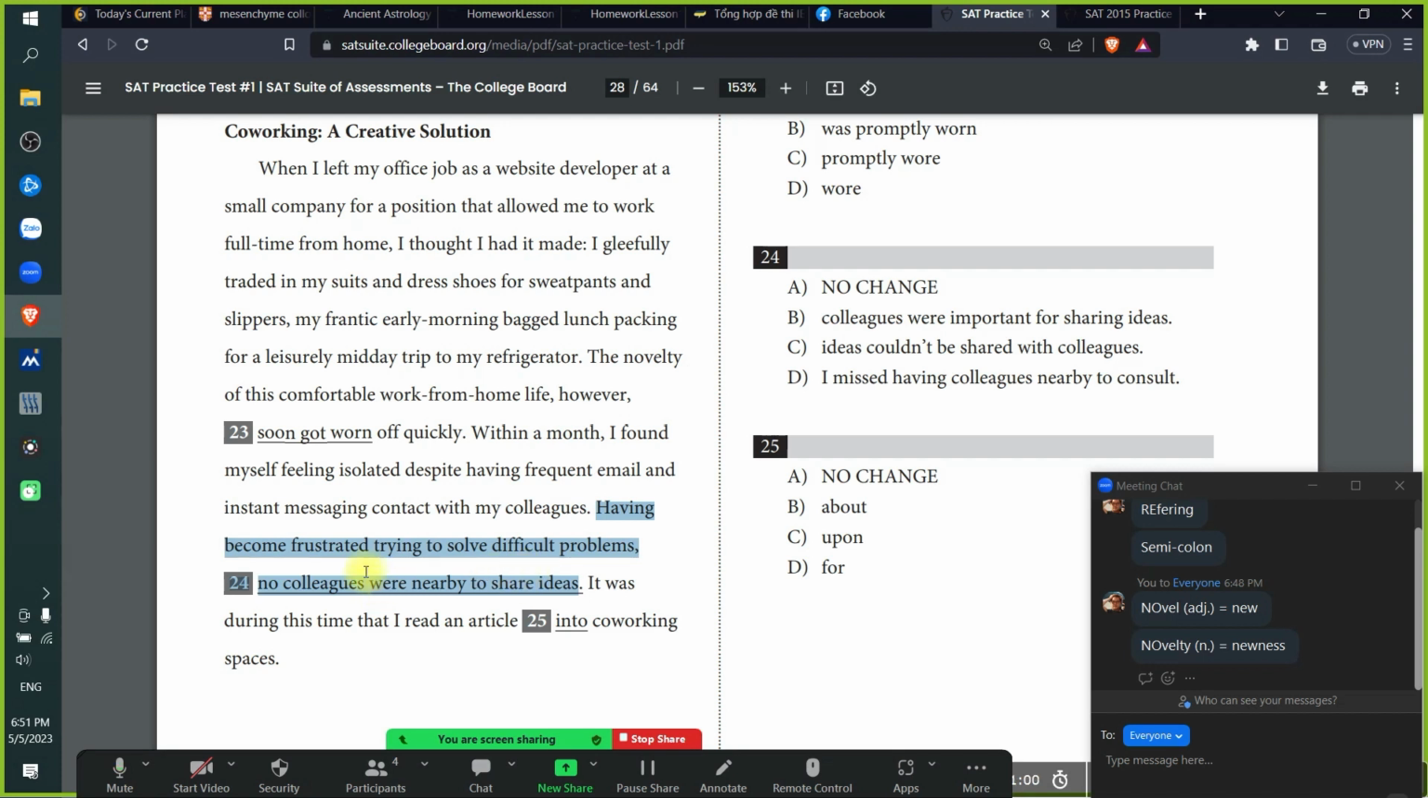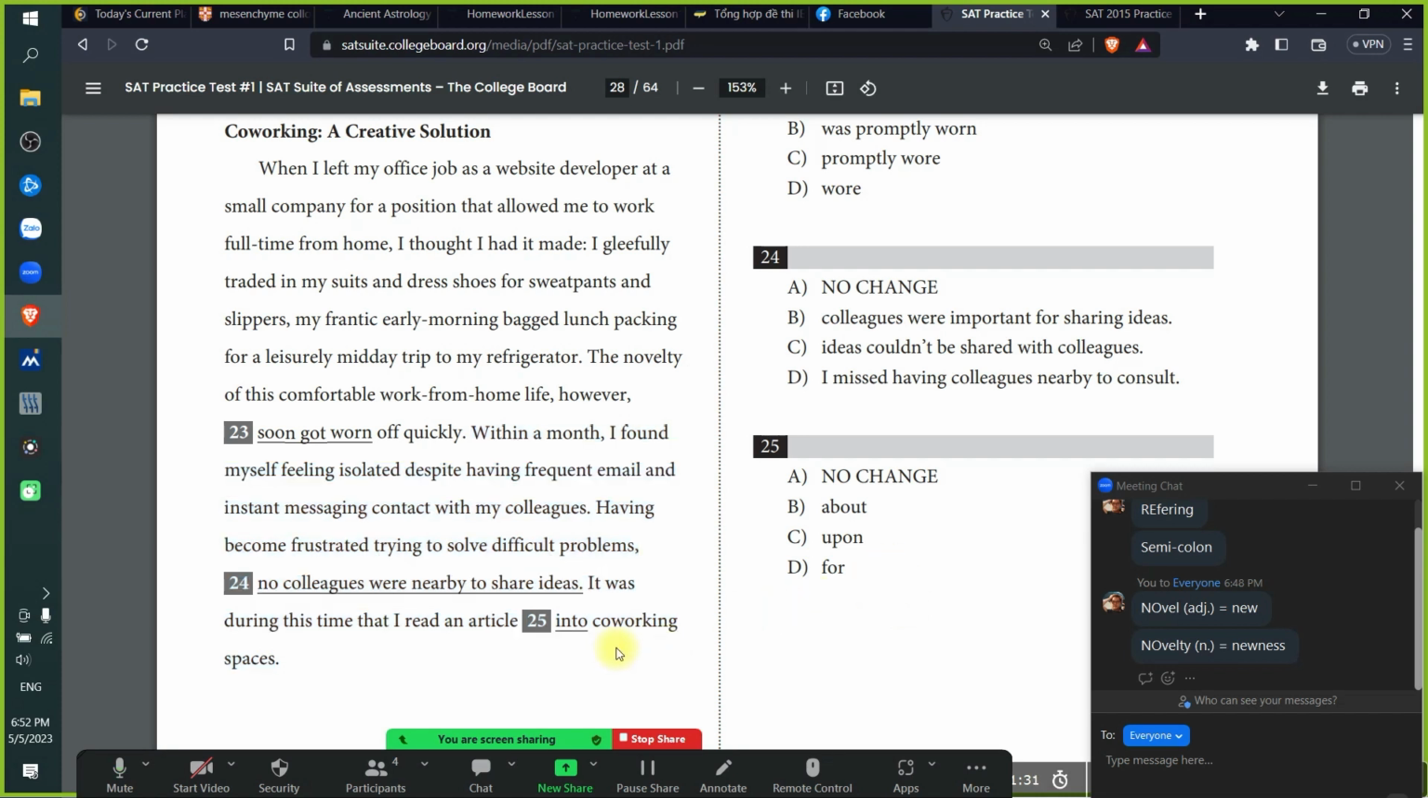So, 24, I miss having colleagues nearby to consult, you know. Thì nếu mà chỗ này dùng đại từ nhân xưng, nó sẽ làm cho cái khúc này liền mạch về cái giọng văn với lại cái phần trước này. If you use the personal pronouns in 24, it would make the whole thing here coherent, you know. So 24 is D.